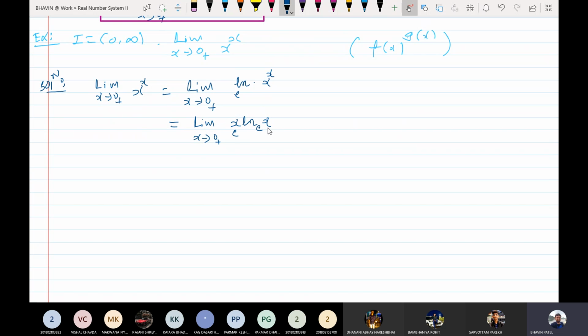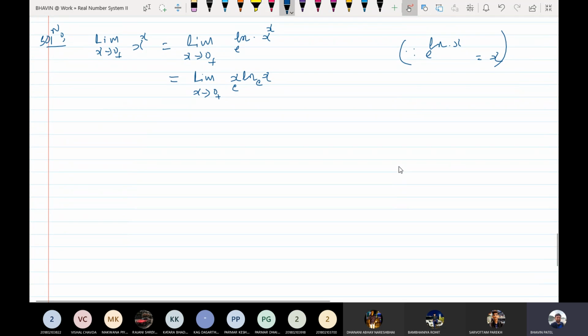So do you understand? See, e raised to ln x is equal to x. Reason is this. Clear? Abhay, sir. Do you understand? Yes, sir. Okay.